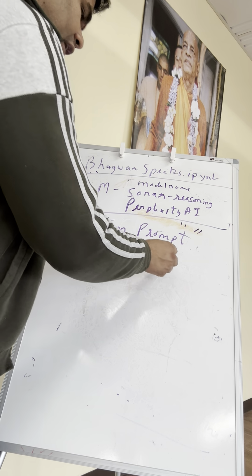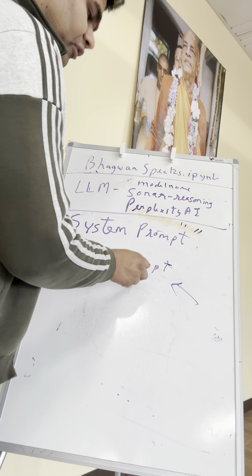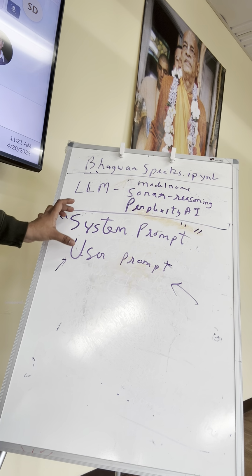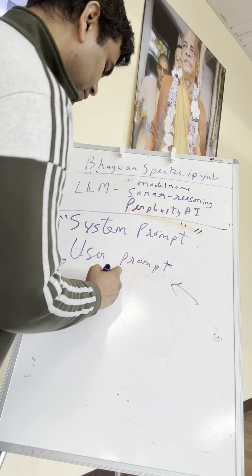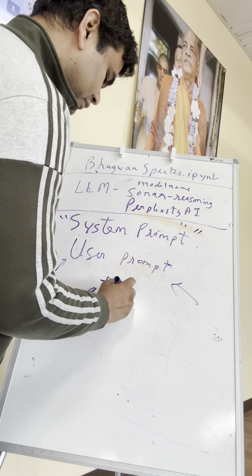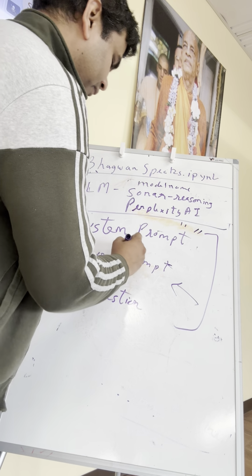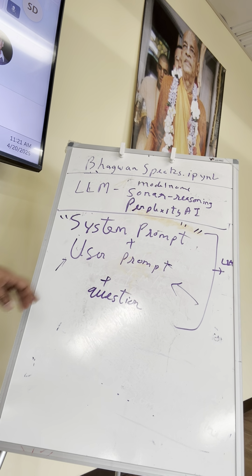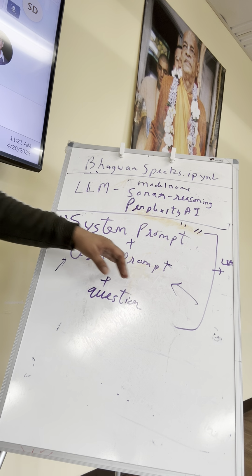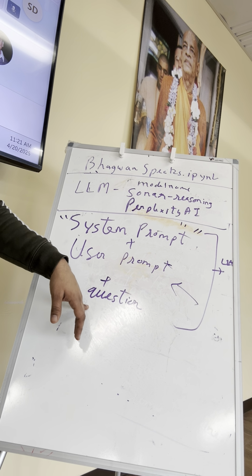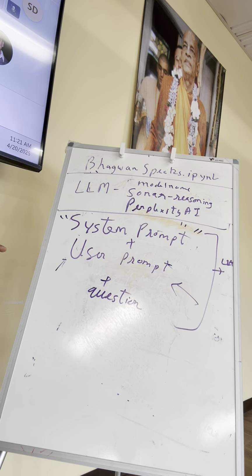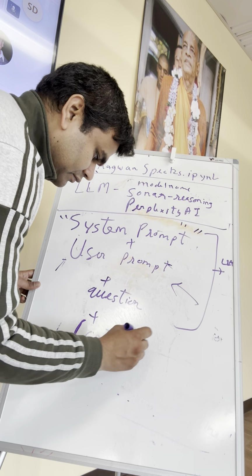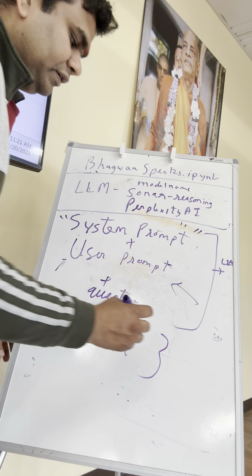So what we are right now doing is changing the user prompt. The system prompt, the user prompt, and your question, everything gets added together and then goes to the LLM. So the system prompt we can't influence, the user prompt you can, and then you also pass your question. One more thing you can do is pass some context along with your question.